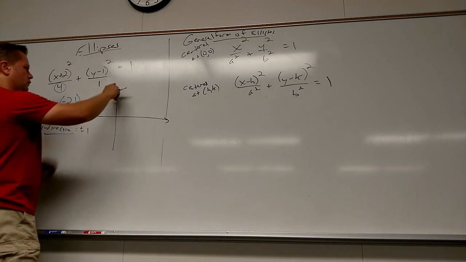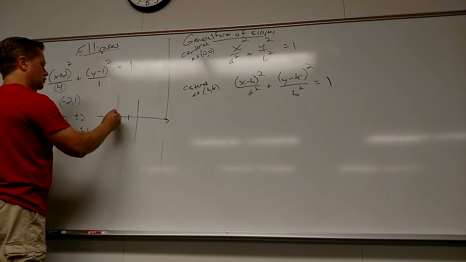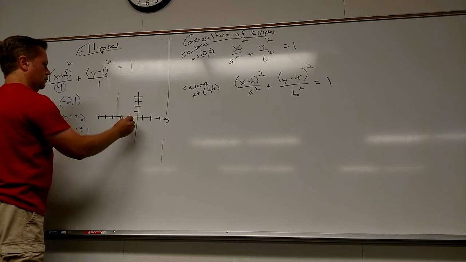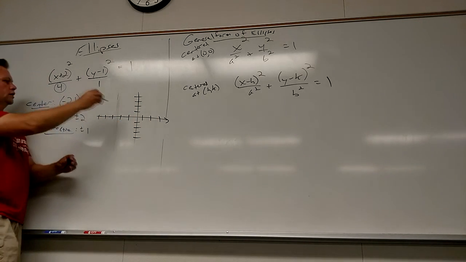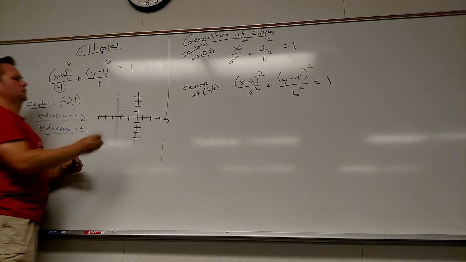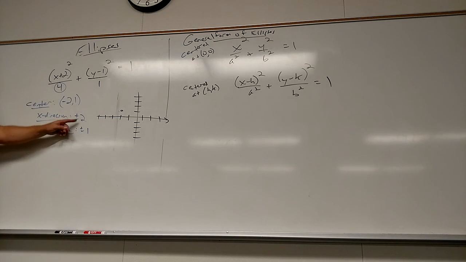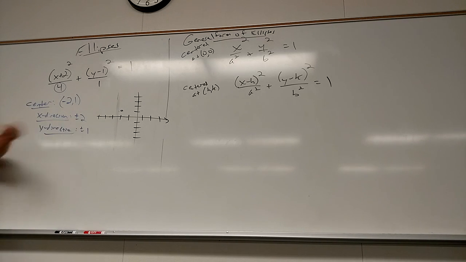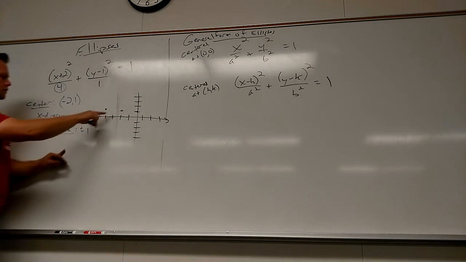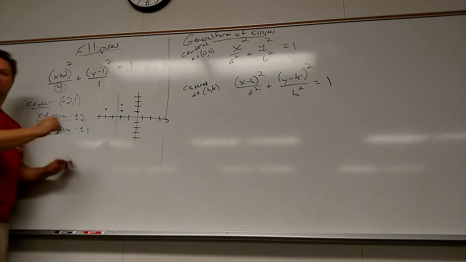The center's at, it's the other way around. 1, 2, 3, 4, 5. 1, 2, 3. 1, 2, 3, 4. Negative 2, 1. That's the center. And then from that center, in the X direction, I go over 2, back 2, and then from that center, I go up 1, down 1.